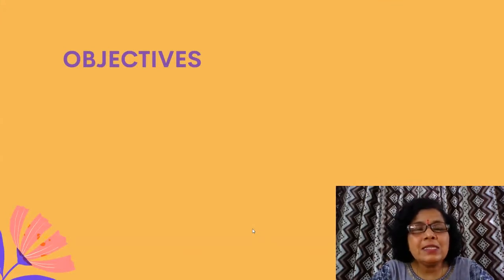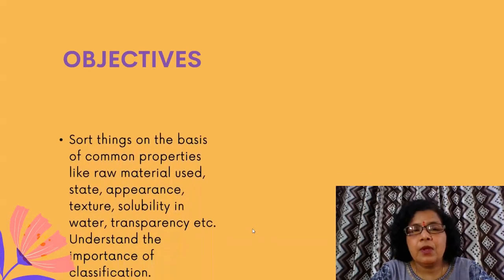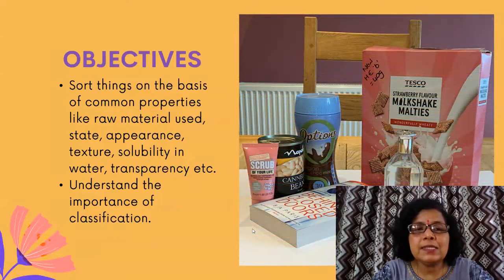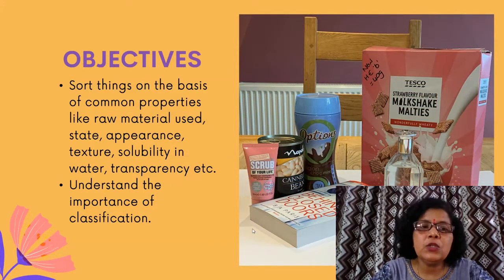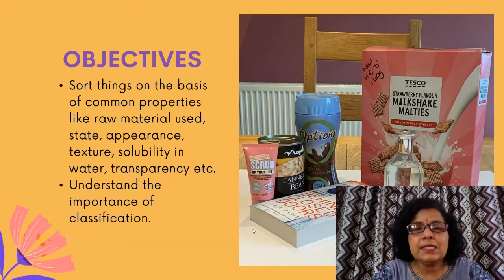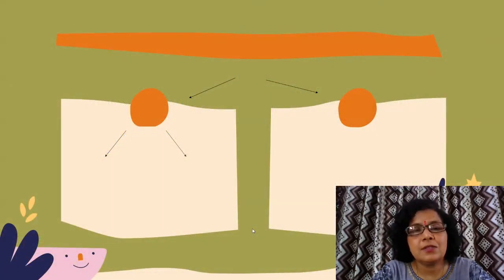Yes. Now let's see what are the objectives of this chapter. First, we will be able to sort things on the basis of common properties like raw material used, state, appearance, texture, solubility in water, transparency, etc. We will be able to understand the importance of classification. Yes, classification is very important.